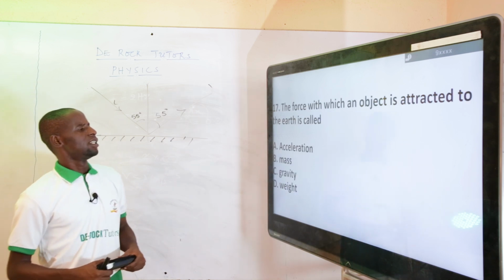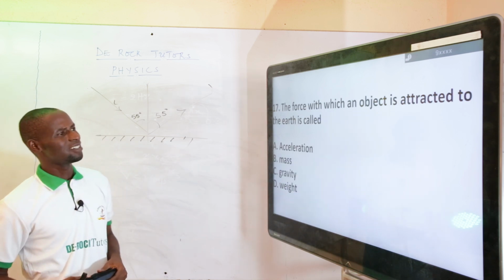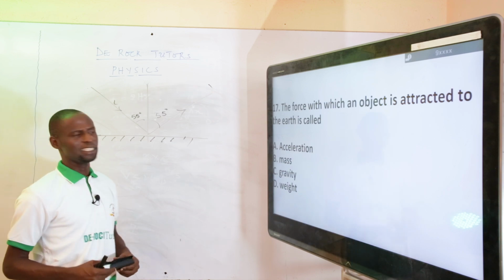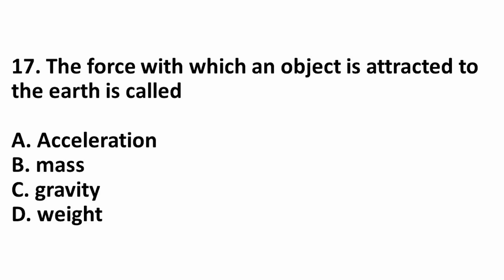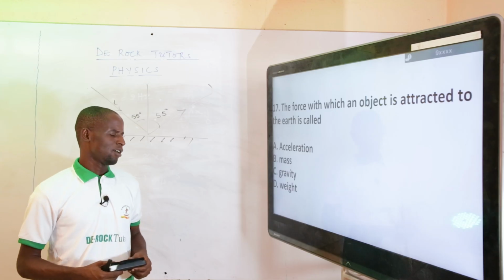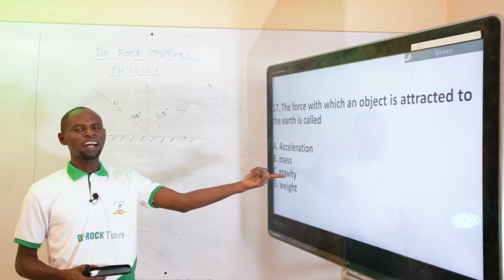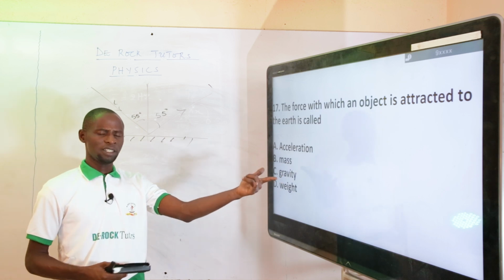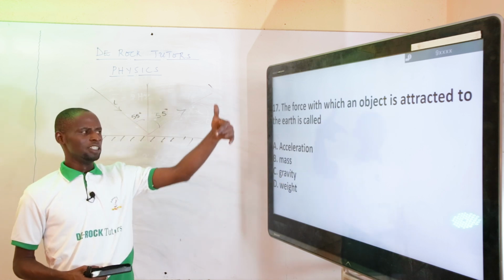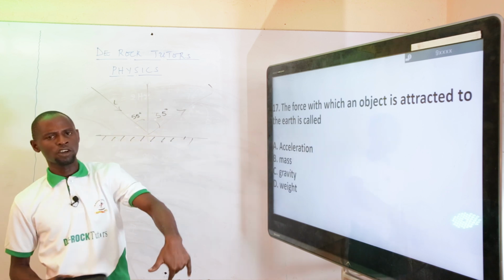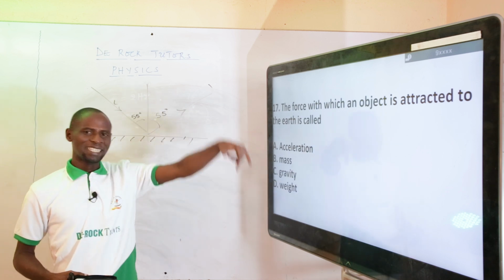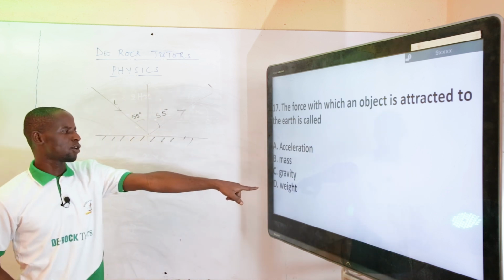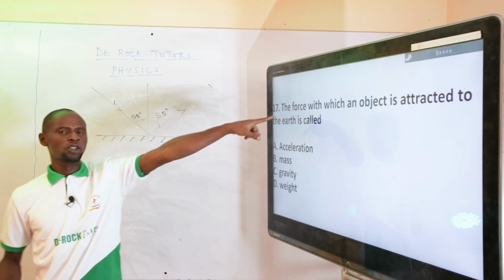The next: the force with which an object is attracted to the earth is called: A, acceleration; B, mass; C, gravity; D, weight. The correct option is weight. Some people will be confused about gravity. Gravity is a concept that describes the acceleration due to gravity, but weight is a downward force. So the correct option is weight, because we are talking about what?